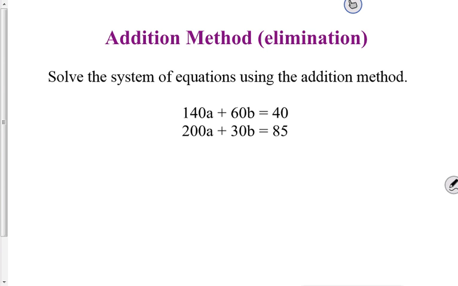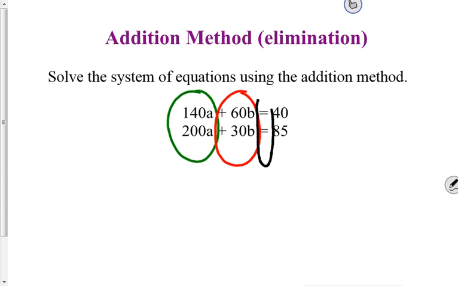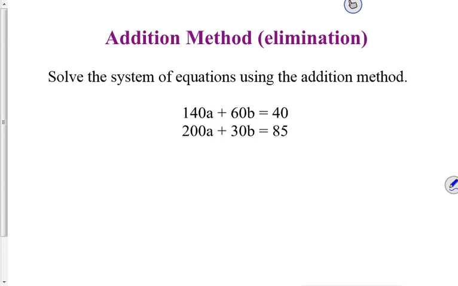Let's do the example. So notice in our example here, we have two linear equations, and notice the setup. In both cases, we have the A's lined up, we have the B's lined up, we have the equal signs lined up, and we have our constants lined up. This is the first step in using the addition method. You always want to write your linear equations in this standard form. If they don't come in standard form, then you need to rearrange each one to set them up this way.